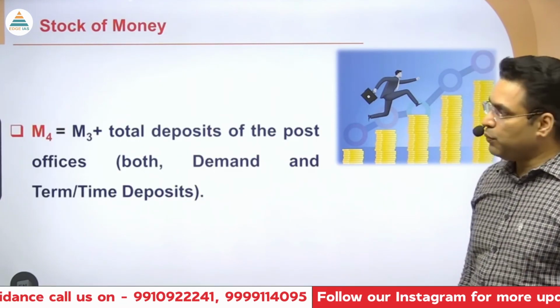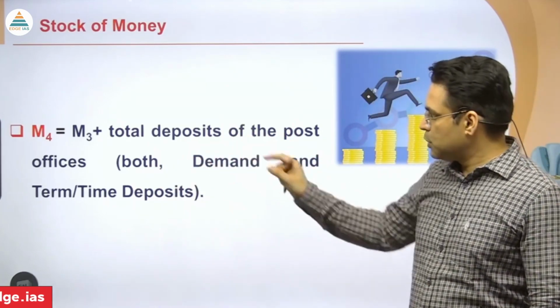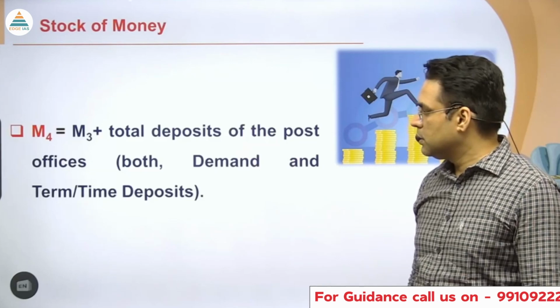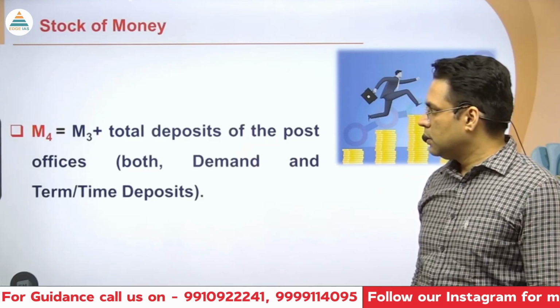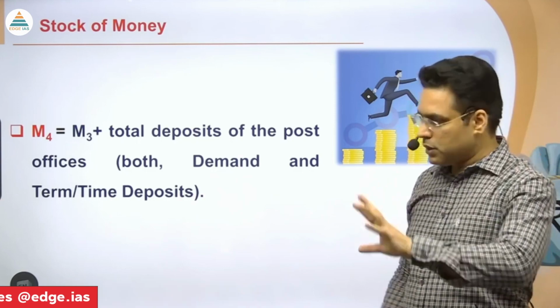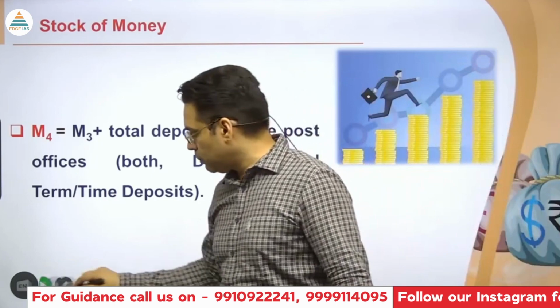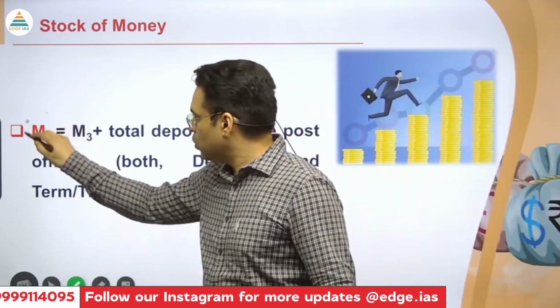Now M4, what is M4? M3 plus total deposit of the post office. That is M1 plus time deposits plus total deposit. So M4 is actually the total money in the economy.